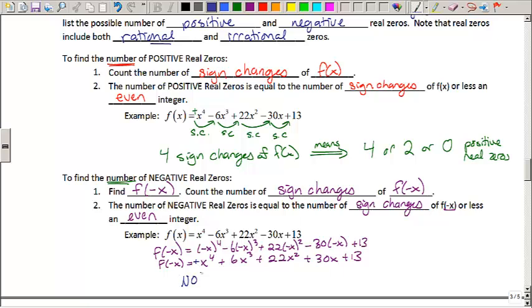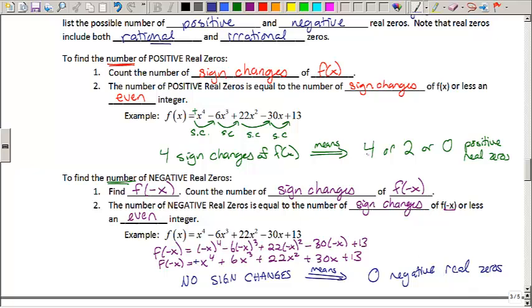Because I have no sign changes, or 0 sign changes, that means I will have 0 negative real zeros. That is a very powerful piece of information, because when I have my list of plus or minus this possible zero, plus or minus this possible rational zero, I am not going to try any negative real zeros at all.